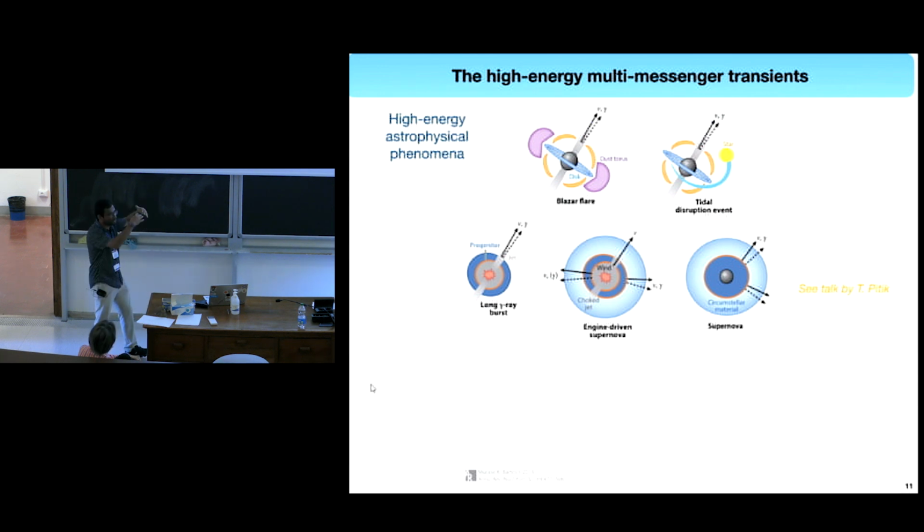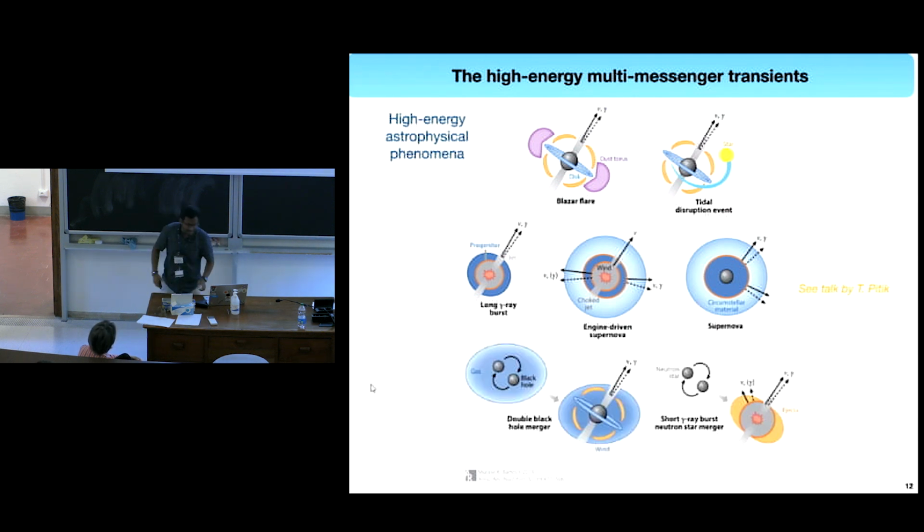These shocks can interact with the surrounding material and lead to neutrino and electromagnetic signatures. For this, I won't go into detail. The talk this afternoon, I guess, will talk about these things in more detail. And then finally, you have the compact object mergers, where you can have binary black hole mergers, or binary neutron star mergers leading to the formation of a central remnant. You can have gamma rays and neutrinos associated with these objects as well.